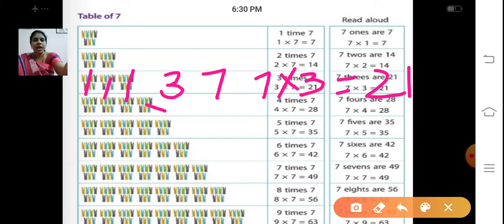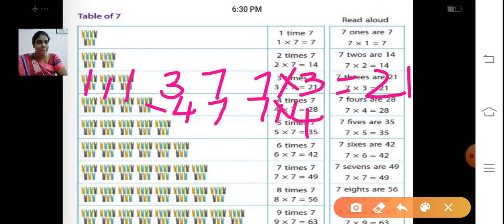Next, the fourth one. Just see how many groups we have here. Here we have 4 groups, right? 1, 2, 3, 4. In each group we have 7. So we are having 7 four times. 7 fours are, add all together: 7 plus 7, 14. 14 plus 7, 21. 21 plus 7, 28.